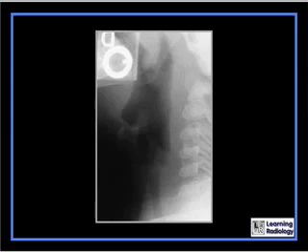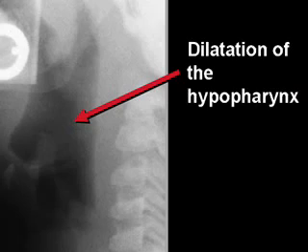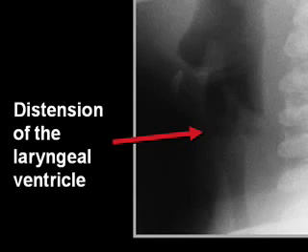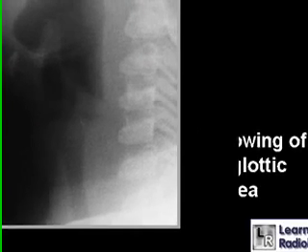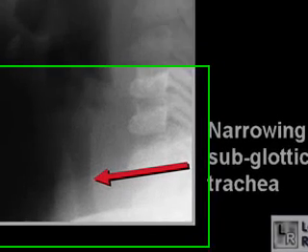So this is an example of croup. We can see that there is dilatation of the hypopharynx. There is also distension of the laryngeal ventricle, and there is narrowing of the subglottic trachea.